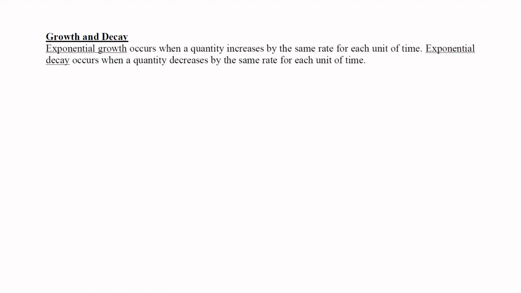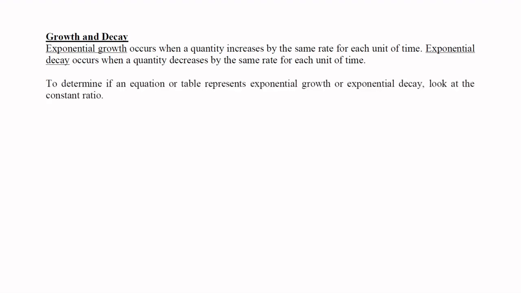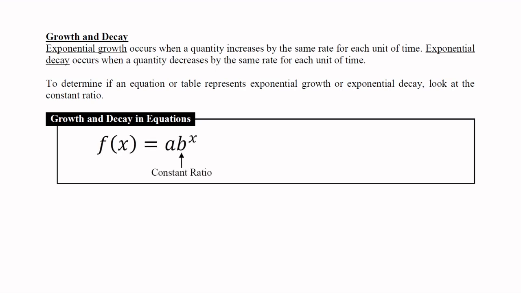Exponential growth occurs when a quantity increases by the same rate for each unit of time. Exponential decay occurs when the quantity decreases by the same rate for each unit of time. To determine if an equation or table represents exponential growth or exponential decay, look at the constant ratio. So our constant ratio is our b value. If our b value is greater than 1, it is exponential growth. If it is between 0 and 1, then it is exponential decay.